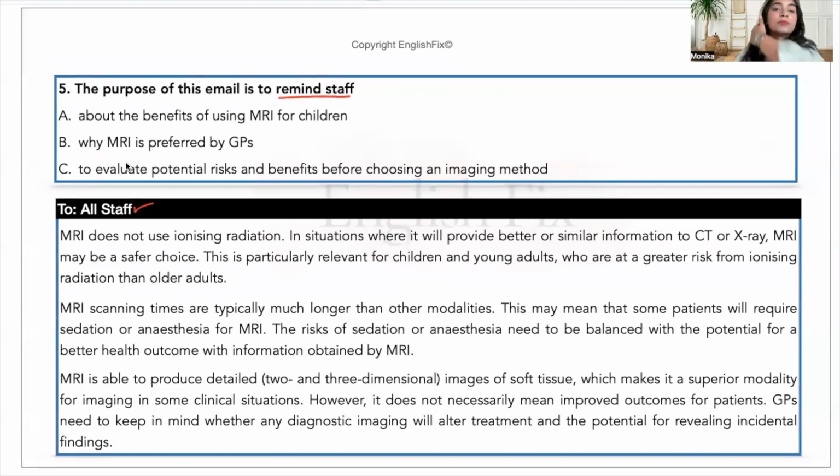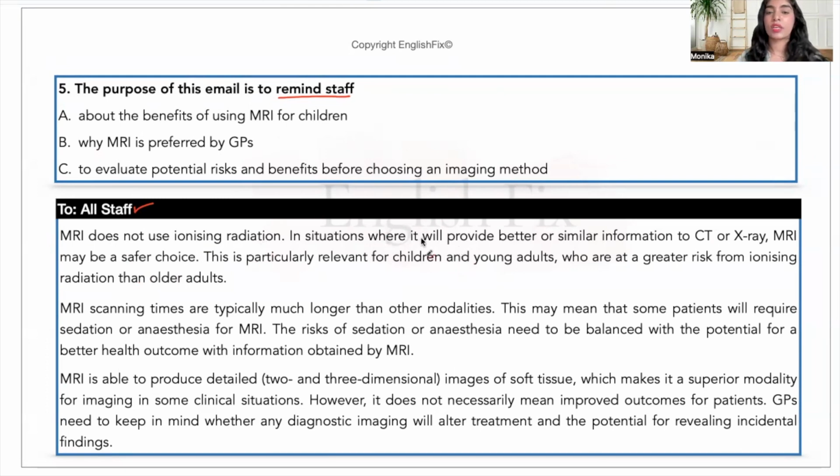Remember that. Now, we are going to read it keeping in mind that we are trying to find the purpose. So what can we understand from a sentence actually, not the actual meaning? So they have said that MRI does not use ionizing radiation. I don't know what an ionizing radiation is. I don't need to know. I just need to know why they have written this information.